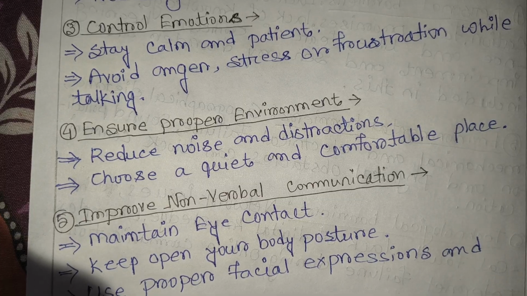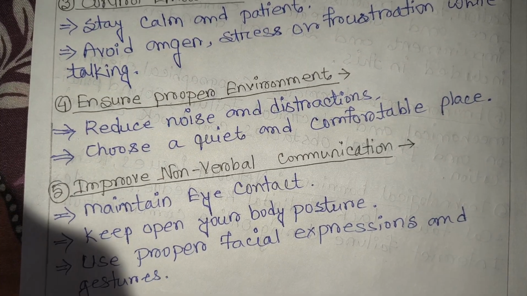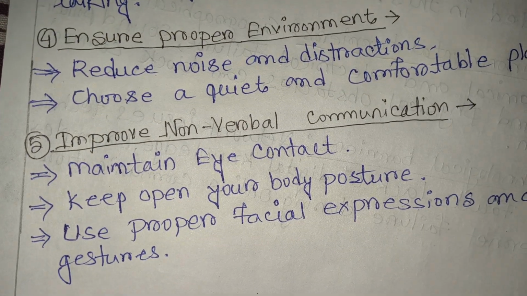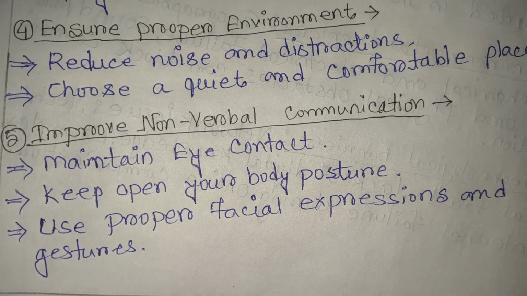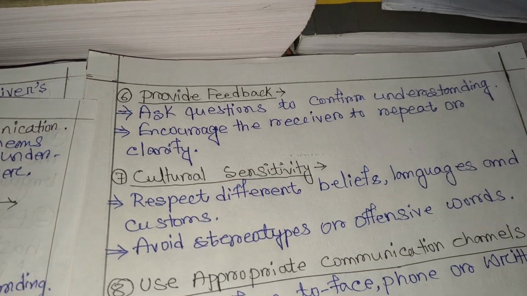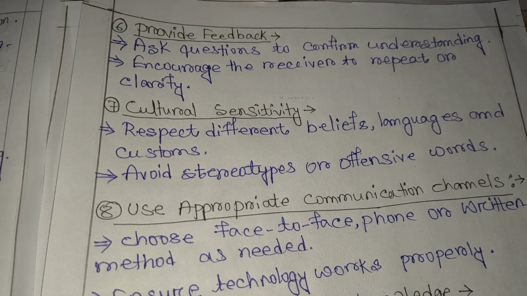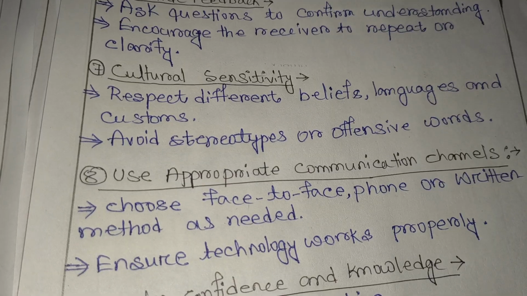Ensure proper environment: reduce noise or distraction, choose a quiet and comfortable place. Improve non-verbal communication: maintain eye contact, keep an open posture, use proper facial expressions and gestures. Provide feedback: ask questions to confirm understanding, encourage the receiver to repeat or clarify. Cultural sensitivity.